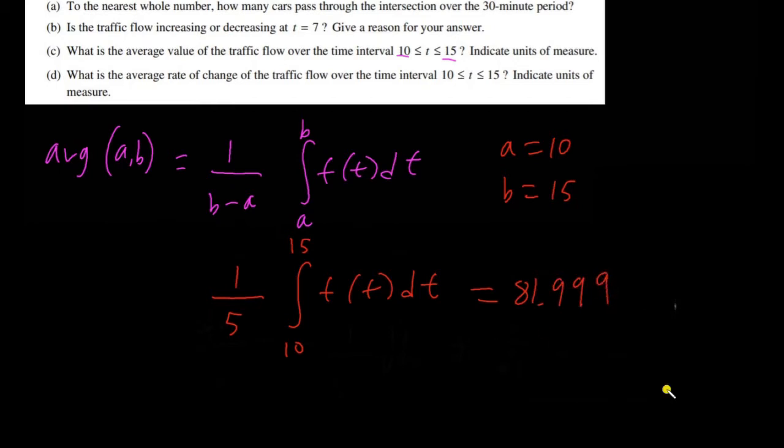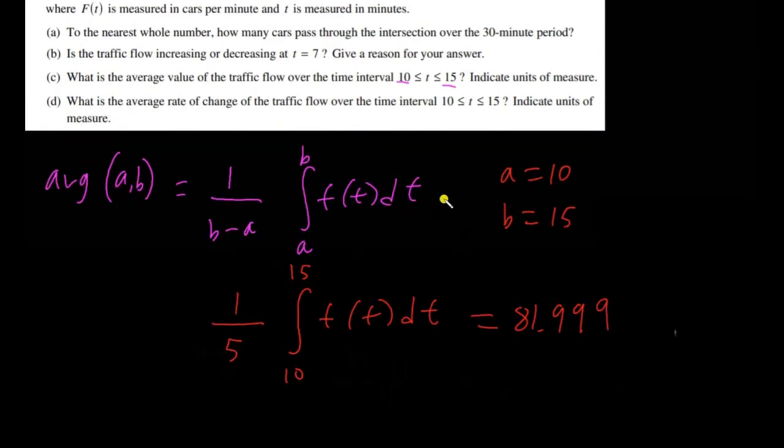81.999. As for units, the units for the average value of a function are the same as the units for the function. Since the units for the function are cars per minute, we can say that the units for the average value of the function are also cars per minute, like that. So that is our answer.